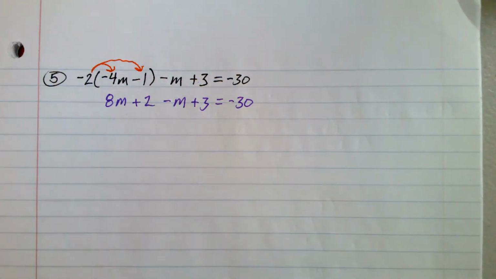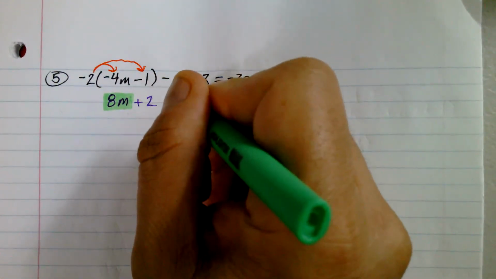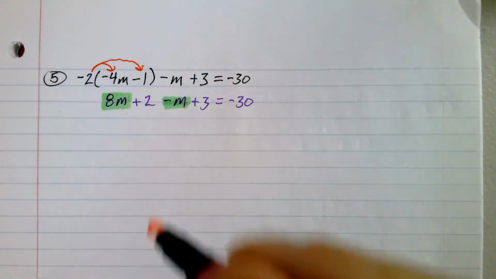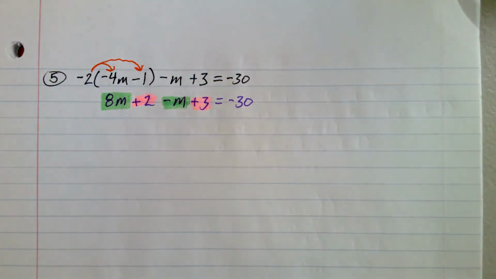Okay, what do we do after that? What's our next move? Combine. So we got to see what we can combine. We have 8m and minus m. Those combine. And then we have 2 and 3. Okay? Those combine. All right? Any questions? All right. No questions? Let's move right along.